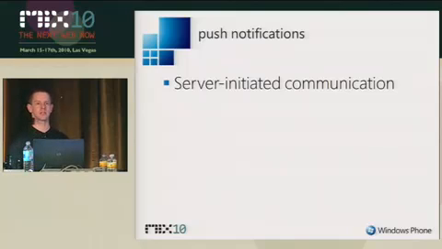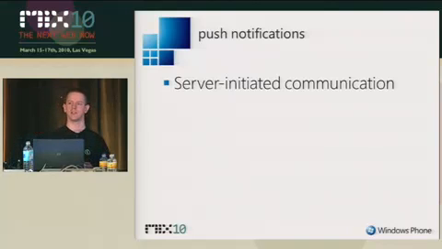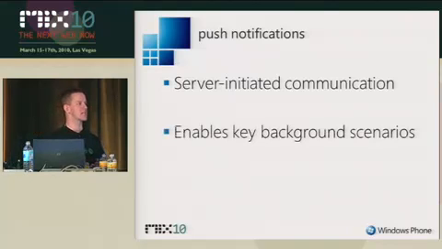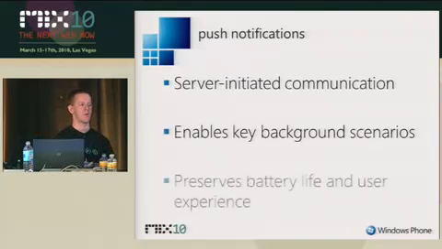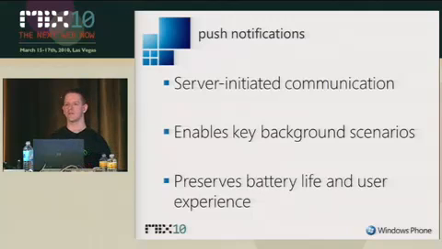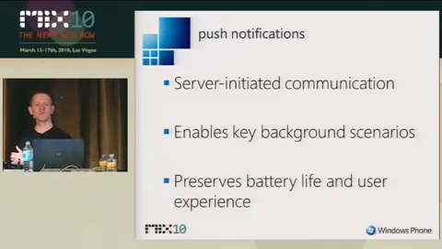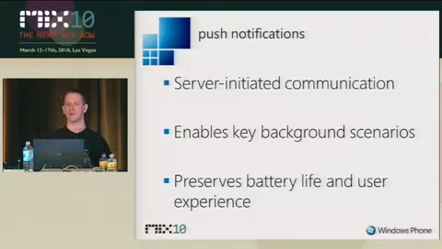You don't need to be using CPU cycles and memory and battery power on the device to do a lot of processing that can really be offloaded to the cloud. So a push notification is a server-initiated communication that enables key background scenarios whilst balancing battery life and preserving user experience. And so this is what we mean when we talk about smart multitasking, is that we offload the multitasking to the server and let the user focus on the foreground application, give all the resources to the foreground application, and let you notify the user from the server when there's something that they need to worry about.